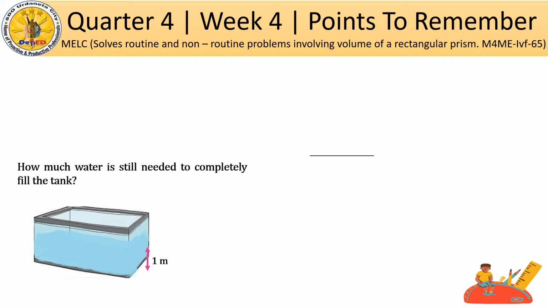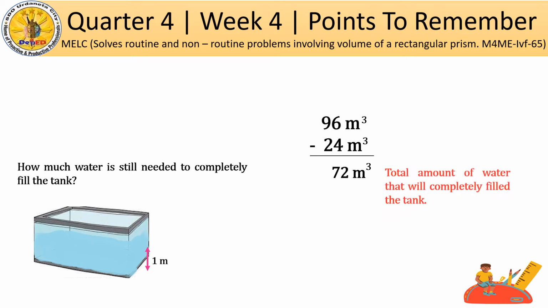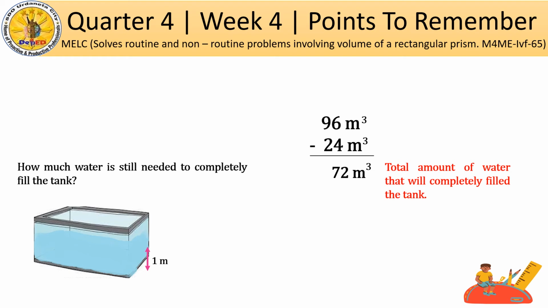To know how much water is needed to completely fill the tank, we will subtract the volume of water already in the tank from the volume of the water tank. So 96 cubic meters minus 24 cubic meters is equal to 72 cubic meters. Again, how much water is still needed to completely fill the tank? The total amount of water that will completely fill the tank is 72 cubic meters.